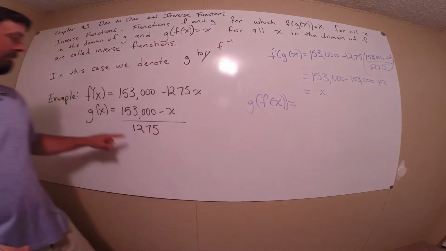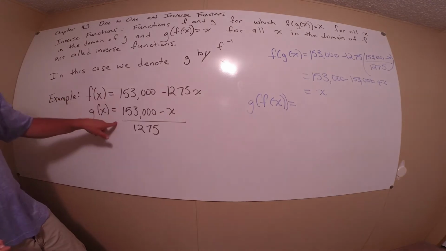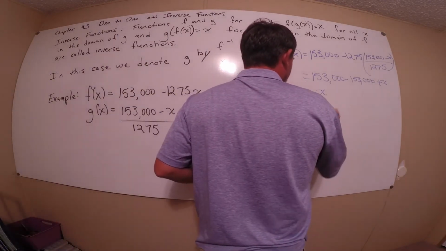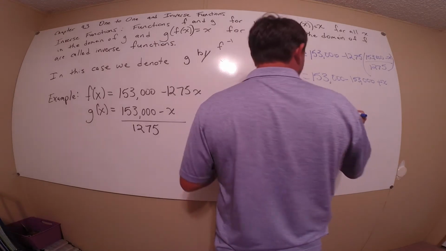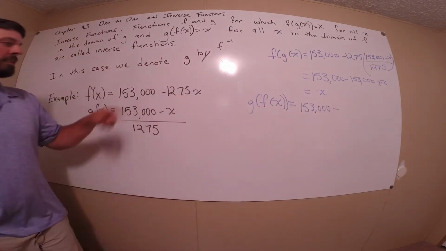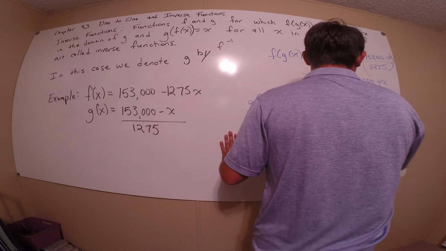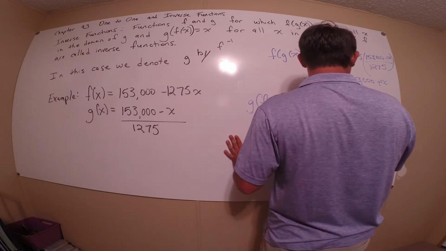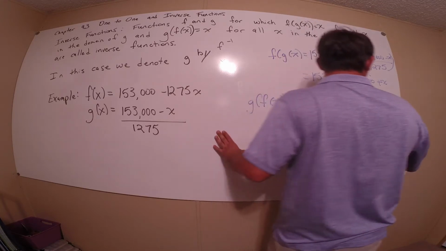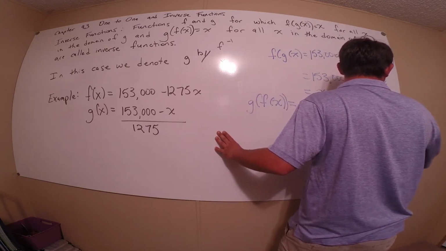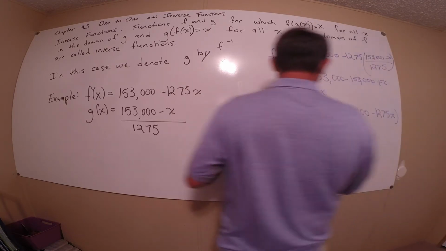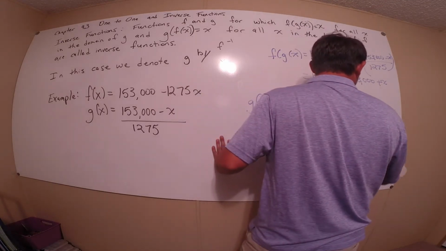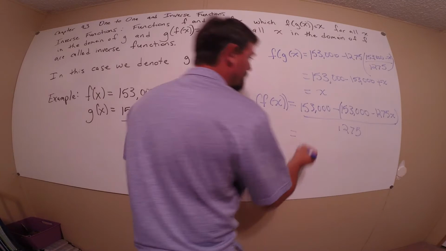So I'm going to plug my f of x function into my g of x function. So we'll do 153,000 minus my f of x function here, which is 153,000, and we need to put this in parentheses, minus 1,275x, over 1,275. All we've got to do is simplify.